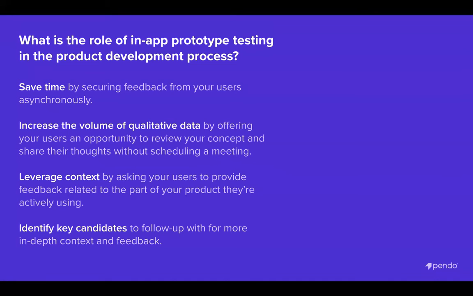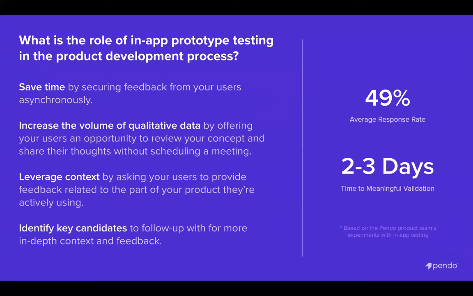So how has this gone so far for us? Well, here are a couple of metrics based on our experiments so far. By delivering prototypes in-app and then requesting feedback after the fact, we usually see around a 49% response rate, which is pretty solid. And as I mentioned, you can save time. We generally see statistically significant data in 2 to 3 days. Obviously that varies based on how many people you're segmented to and various things like that. But generally, it's a pretty quick turnaround that can fit really nicely into the Agile process.